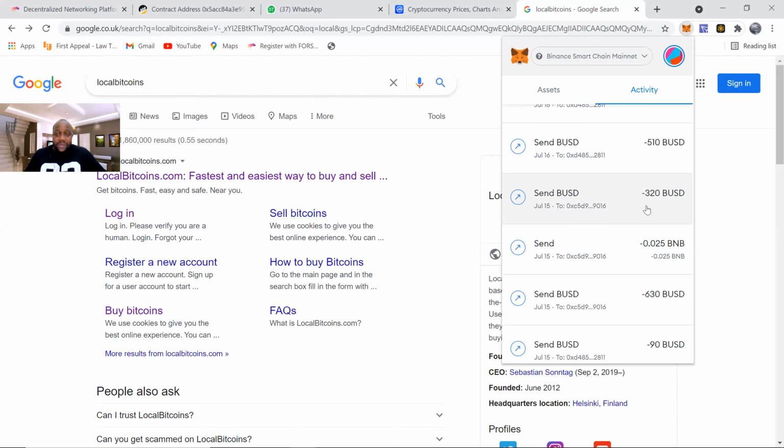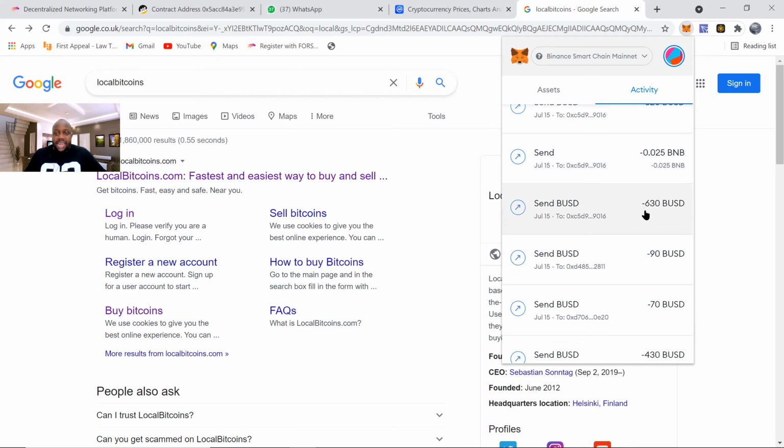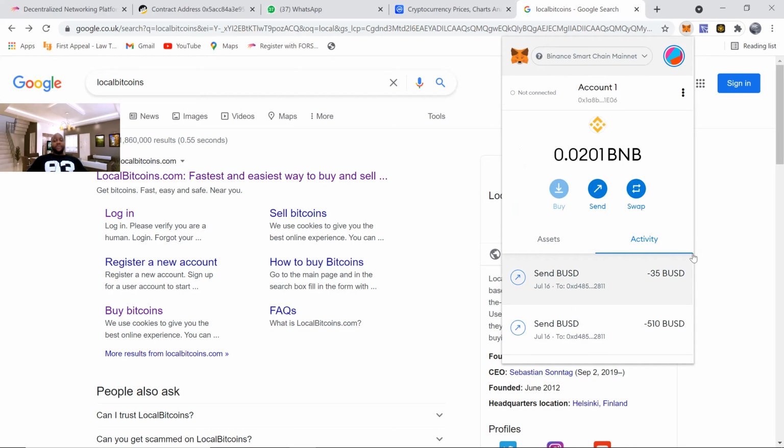I sent 320. Here I sent a few. Here I sent out 630. Here I sent 90. So I receive, I send, I put it in my bank. Maybe I send, I put it somewhere, I buy some other stuff.